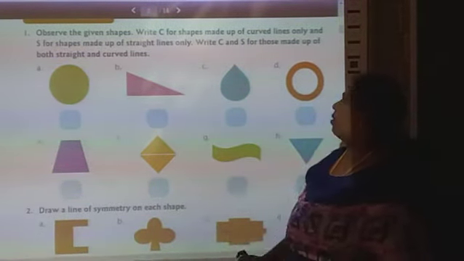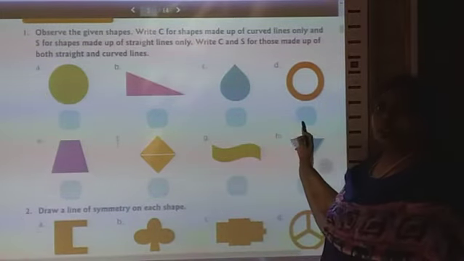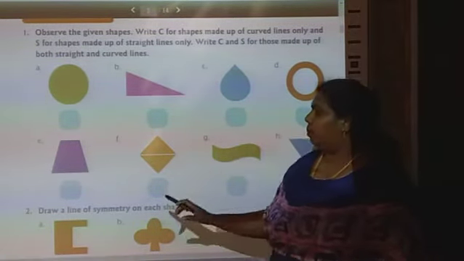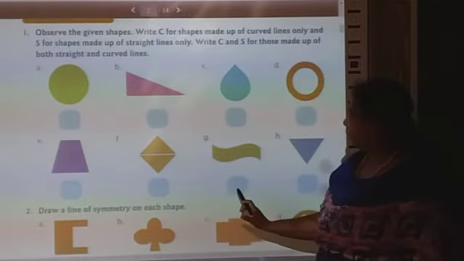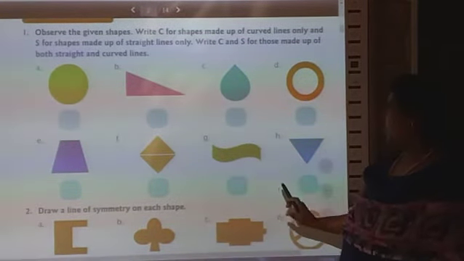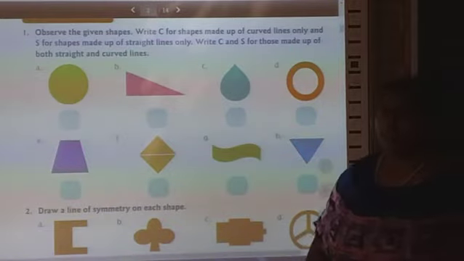Then is this a curved line or a straight line? This is a curved line. Here also curved, right? Then this is a straight line. This is a straight line. Here, curved line, right? This is a straight line, isn't it?